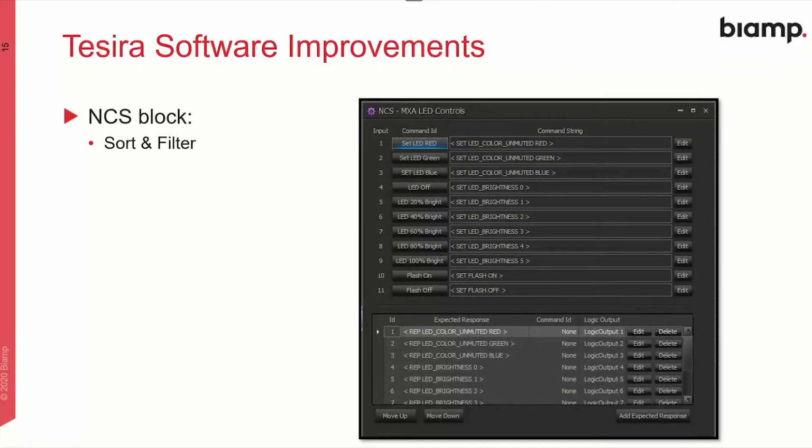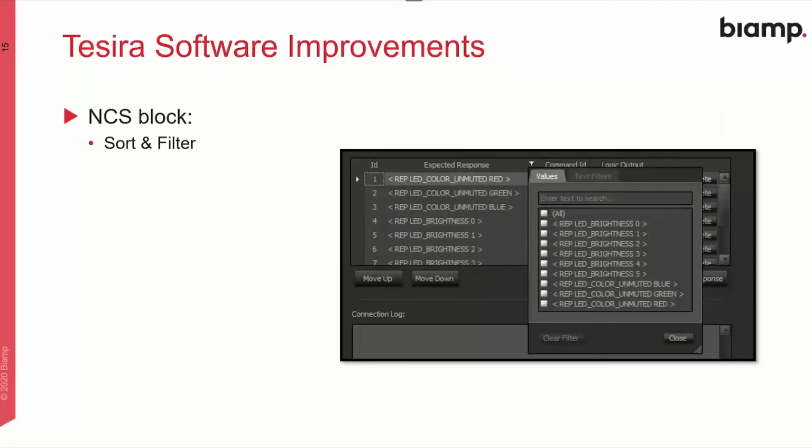In this example, I've got an MXA LED control network command string block that is configured. I've got commands that I send from the block, or from Tesira, from the block up top, and then down at the bottom we have expected responses, and that's the pattern matching portion, the bidirectional portion here of the NCS block. So when those strings are received, there's a pattern matching algorithm that goes on, and logical things or responses can be triggered accordingly.